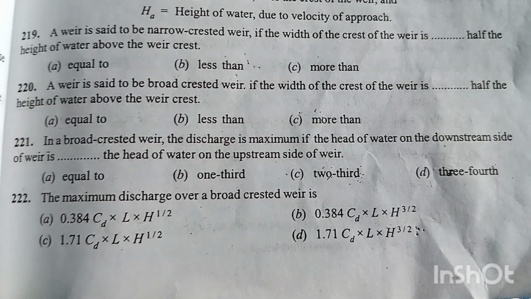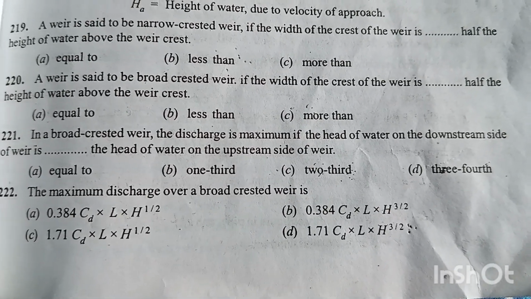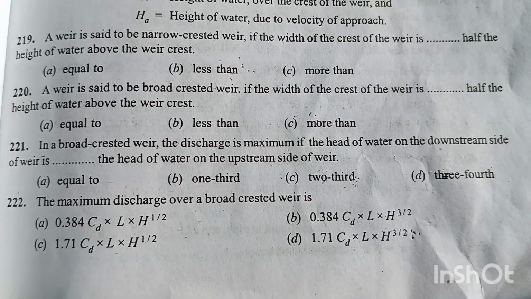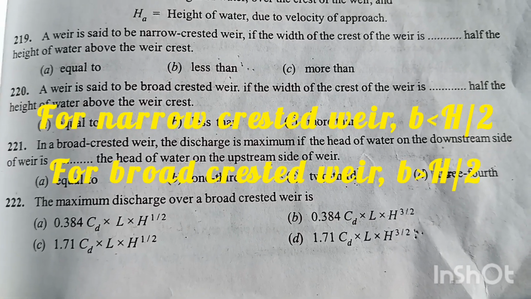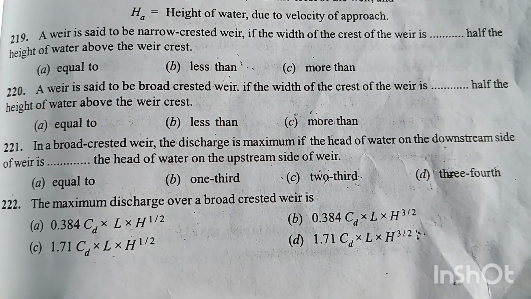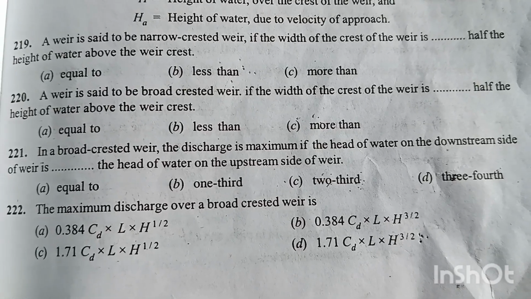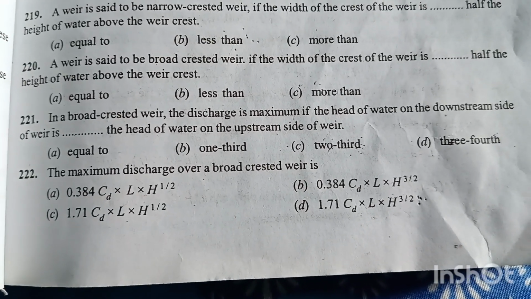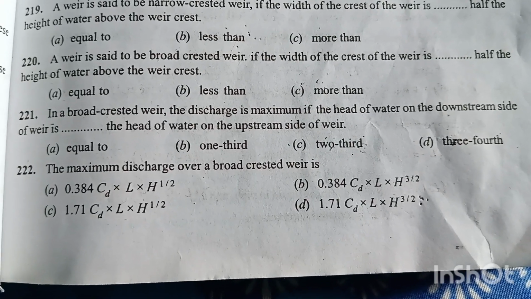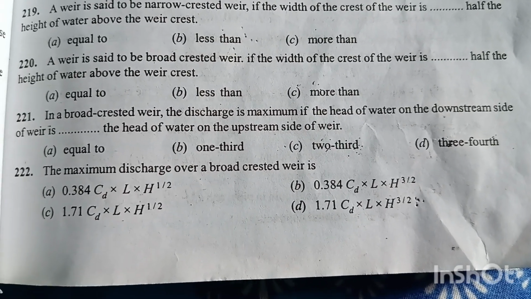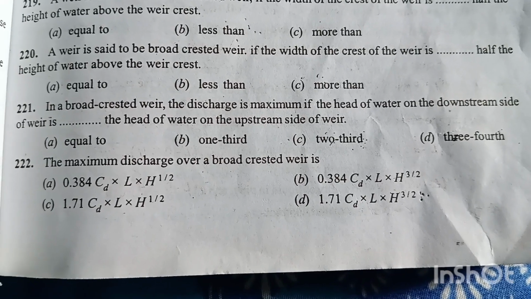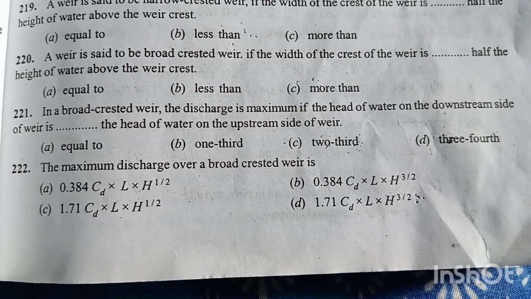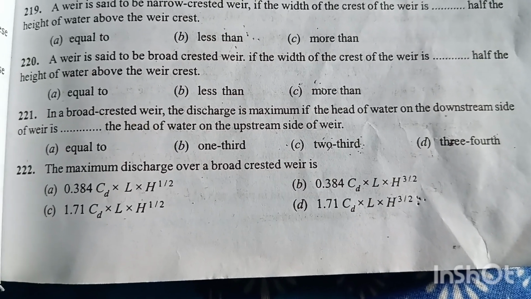Question number 219. A weir is said to be a narrow crested weir if the width of the crest of the weir is less than half the height of the water above the weir crest. Option B is the right answer. Question number 220. A weir is said to be a broad crested weir if the width of the crest of the weir is more than half the height of the water above the weir crest. Option C is the right answer.